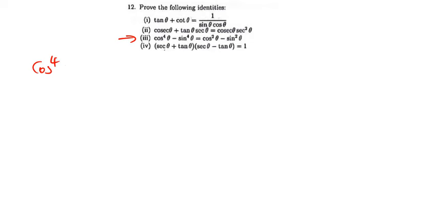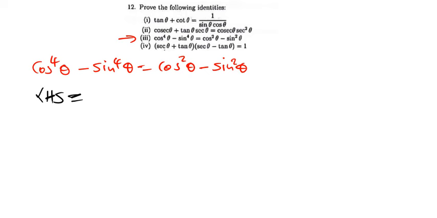Cos to the power 4 theta minus sine to the power 4 theta is equal to cosine squared of theta minus sine squared of theta. So which one looks more complicated? This one is debatable. I would go for the left since it's having our powers. We have cosine to the power 4 theta minus sine to the power 4 theta.